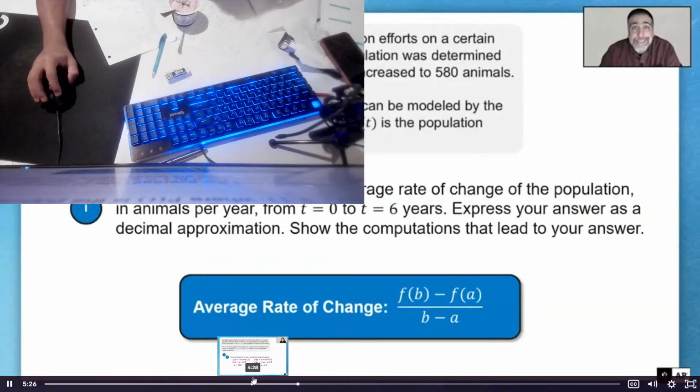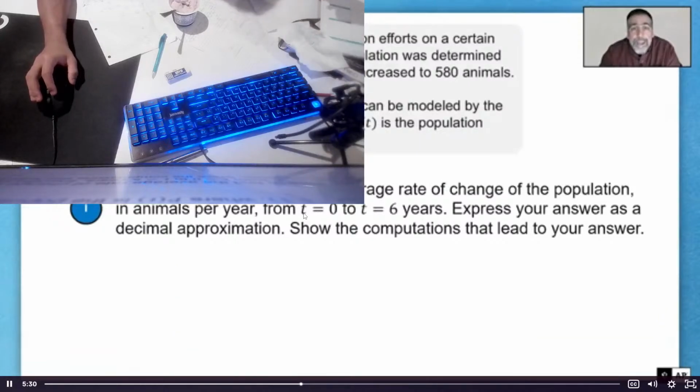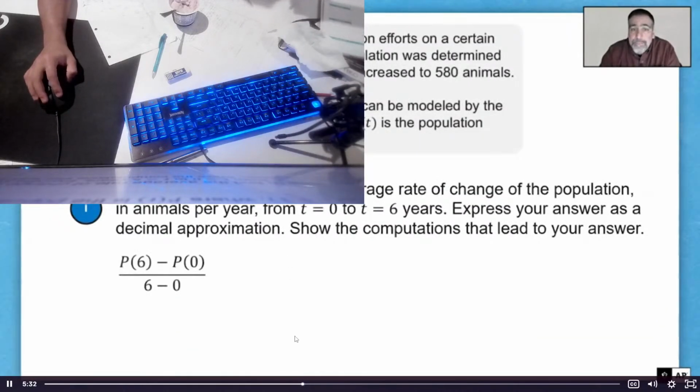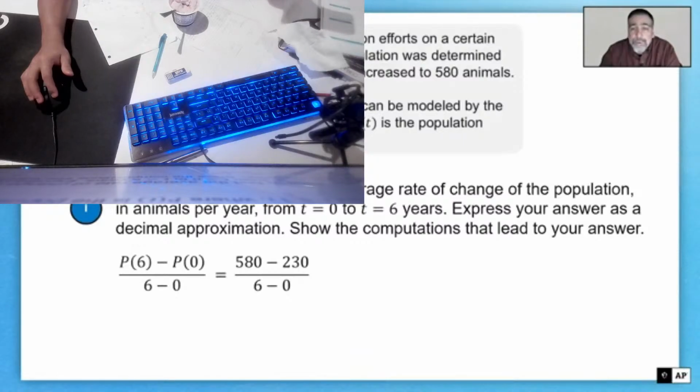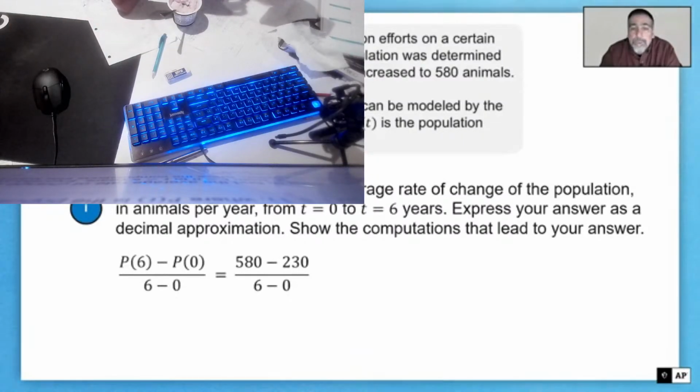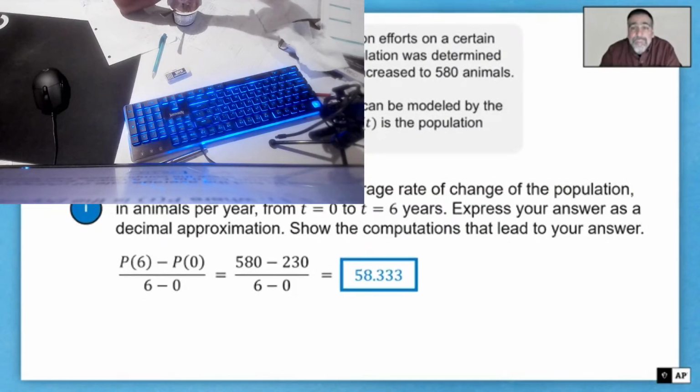Show the work is f of b minus f of a over b minus a. So when we apply that average rate of change to this problem, we're talking about the function p. We're looking at p of 6 minus p of 0 over 6 minus 0. We know the values of p of 6 and p of 0. That's going to be 580 and 230. So when we set that ratio up, we've got 580 minus 230 over 6 minus 0, which then turns into a decimal answer of 58.333.